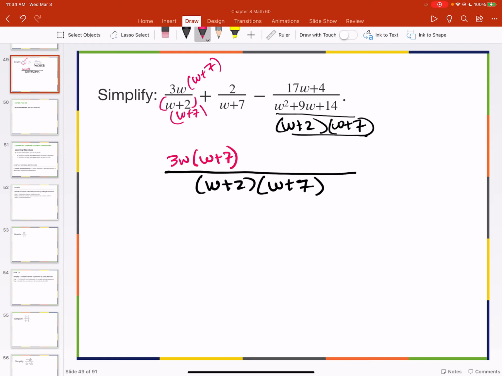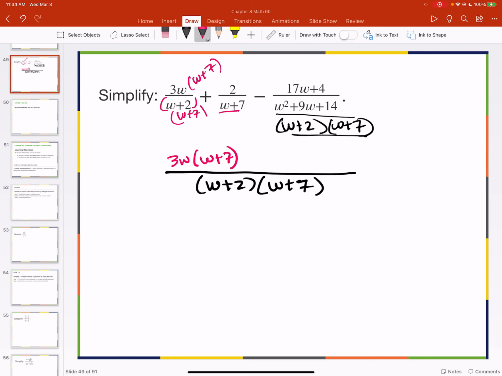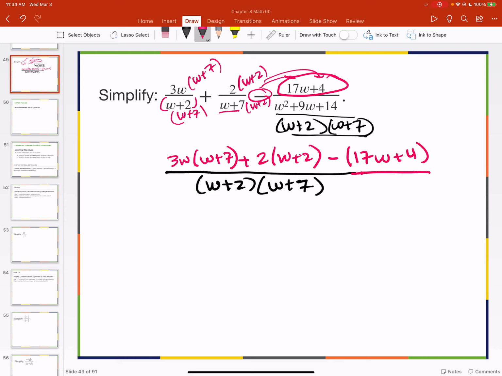For the next one, what's missing? I have a W plus 7, but I'm missing a W plus 2. So multiply top and bottom by W plus 2. That's going to give you plus 2 times W plus 2. Minus, and then this one already has everything. But since you're subtracting this entire thing, you have to distribute that negative. So I'm just going to go ahead and write it like that, 17W plus 4, and I'll distribute it on the next step. Now let's use the distributive property a bunch of times, and then we'll combine like terms.